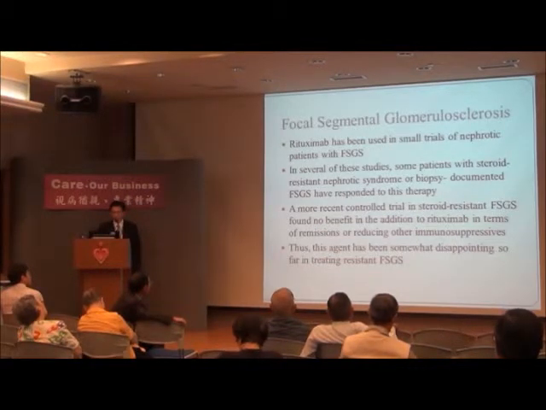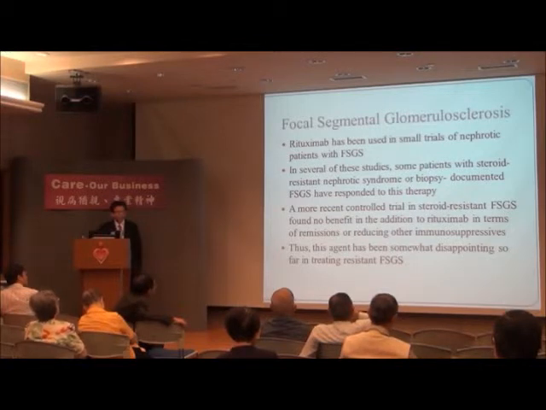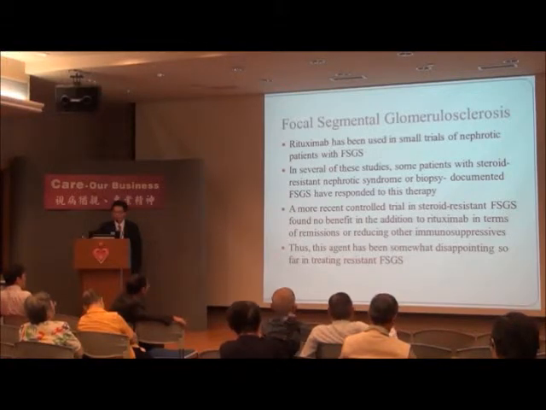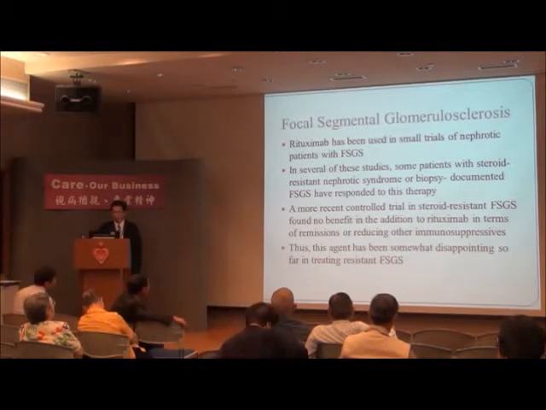Rituximab, which is an anti-CD20 monoclonal antibody, has been used in small trials of nephrotic patients with FSGS. In several of these studies, some patients with steroid-resistant nephrotic syndrome or biopsy-documented FSGS have responded to this therapy. A more recent controlled trial in steroid-resistant FSGS found no benefit of adding rituximab in terms of remission or reducing other immunosuppressives. Thus, this agent has been somewhat disappointing so far in the treatment of FSGS.